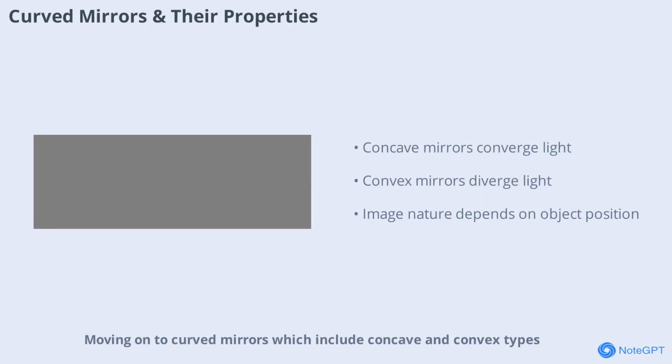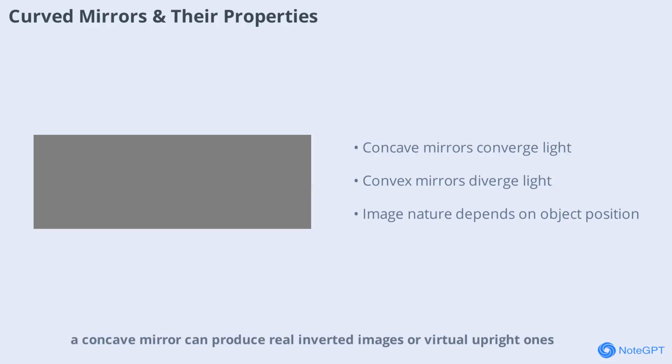Moving on to curved mirrors, which include concave and convex types, these mirrors are segments of a hollow sphere with one polished surface. The main terms to know are the pole, the center of the mirror's surface, the center of curvature, center of the sphere, radius of curvature, principal axis, focus, and focal length. Concave mirrors converge light rays while convex mirrors diverge them. The position and nature of the image formed depend on the object's location relative to the mirror.